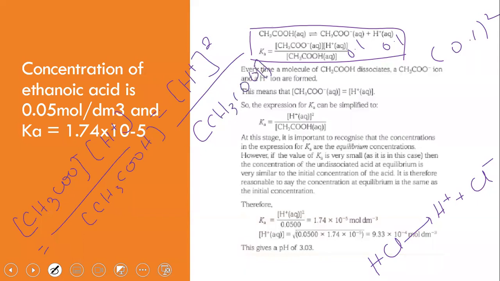Now, this is equal to your Ka, which is the dissociation constant. The dissociation constant has been given to us as 1.74 × 10^-5.